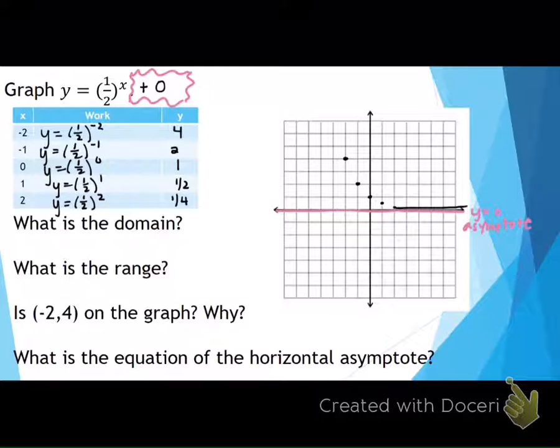Remember, do not cross the asymptote. The asymptote is its boundary line. It's not allowed to be crossed. It just glides along it. We'll never reach that asymptote.